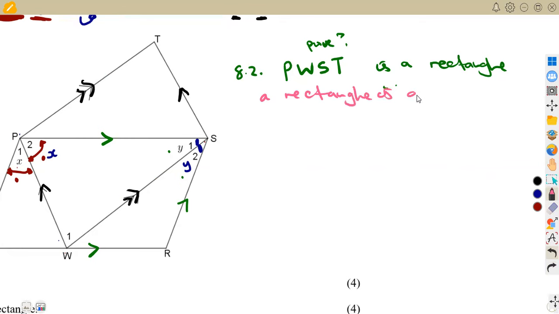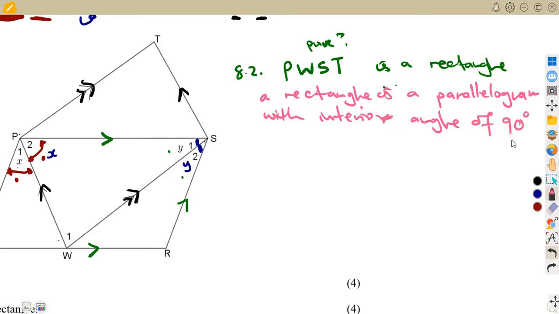A rectangle is a parallelogram with interior angles of 90 degrees. All right, this is the most important part. Interior angles, sorry, that's an error there. Interior angles of 90 degrees, that's a right angle. Meaning to say, if this is a rectangle, it means we must have 90 degrees here. All right? We must have 90 degrees here. We must have 90 degrees here. We must have 90 degrees there. All right, so this is it.